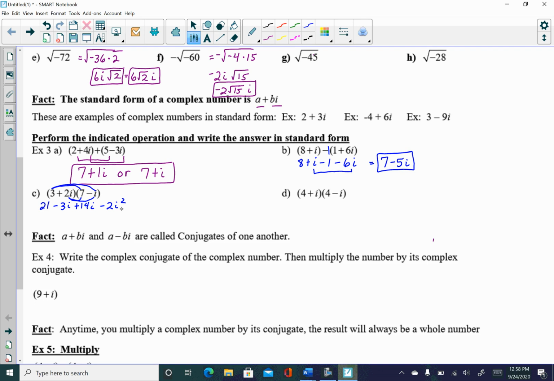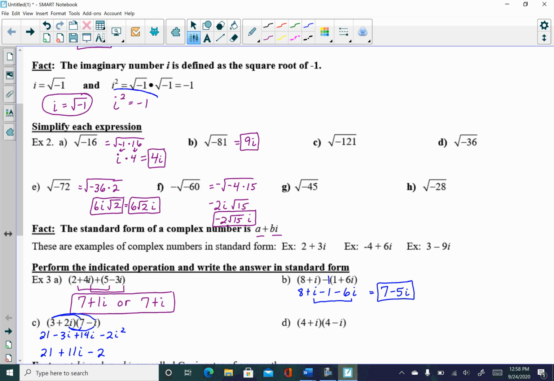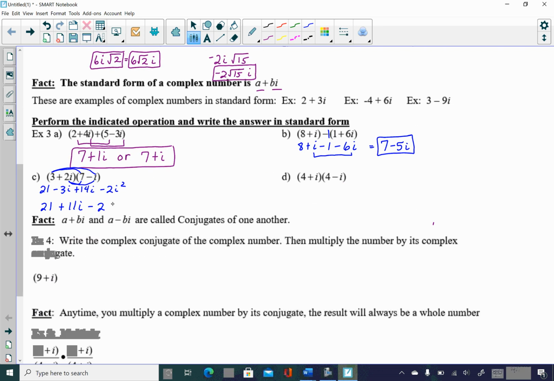Couple steps here. Okay, so now my next step is that I'm going to combine like terms. So I have 21. Negative 3i plus 14i is going to give me positive 11i minus 2. Now, in place of i squared, we know what i squared is. I'll come back up here and draw your attention to that. i squared is equal to negative 1. So down here, replace i squared with negative 1.